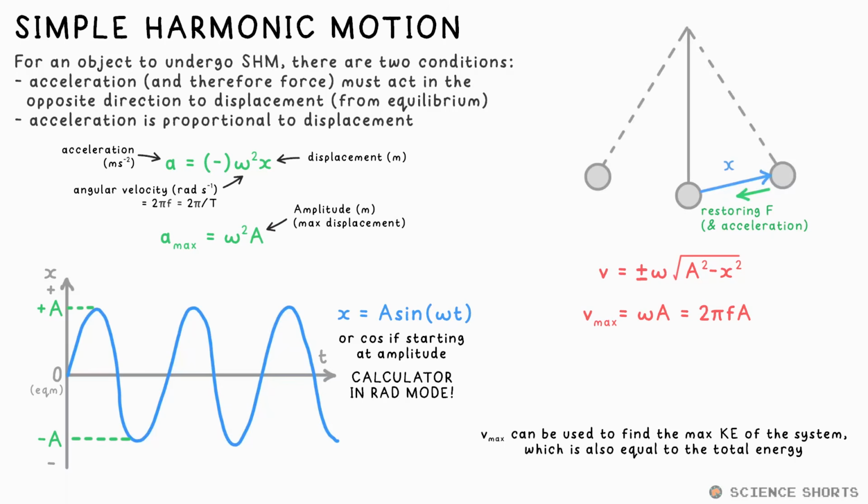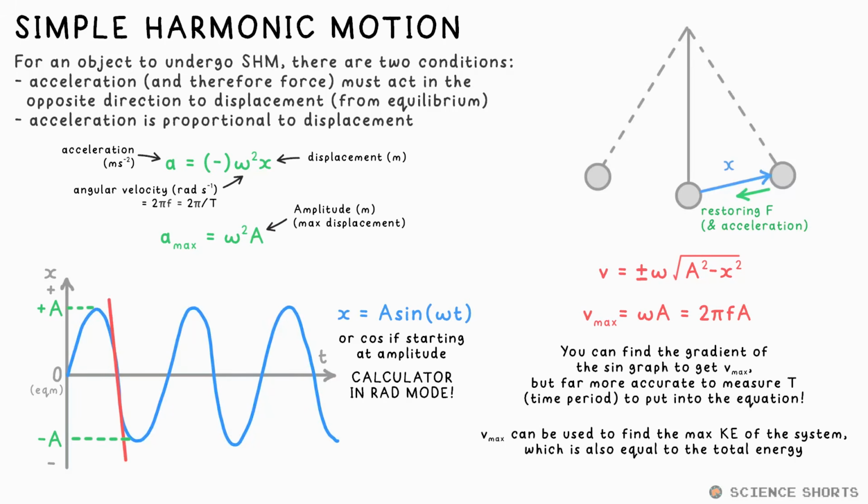Going back to our graph real quick, this is essentially distance over time. So if you're asked to find the maximum speed from it, you could draw a tangent at equilibrium and you'll get the maximum gradient, which is then equal to the maximum speed. But a far more accurate method is to get the time period and amplitude from the graph, then calculate Vmax equals 2 pi f A, or 2 pi over T times A.